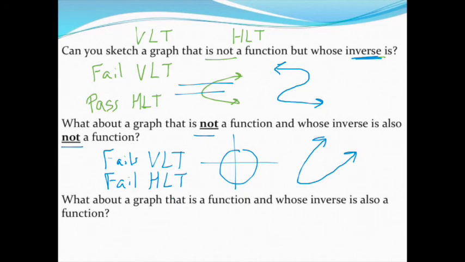And finally, our last one wants us to be a function and to have an inverse that's a function. So in other words, we need to pass both tests, the vertical and the horizontal line test. So this one's either really easy or really complicated, depending how you make it, but something really simple that could work and pass both tests is just a diagonal line. That is a function, and its inverse would also be a function.